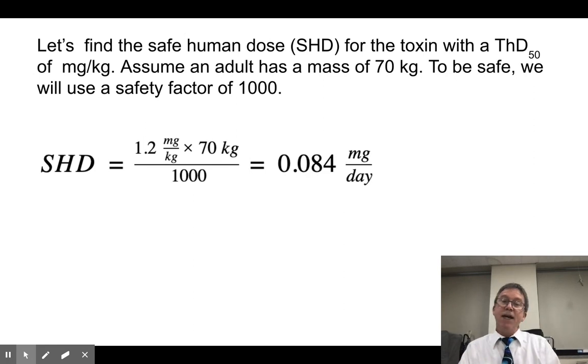Okay, so that is it for LD50 and dose response curves. I told you, it's really not that hard. It's kind of interesting, and I think you'll do well on it when you encounter it on the test.